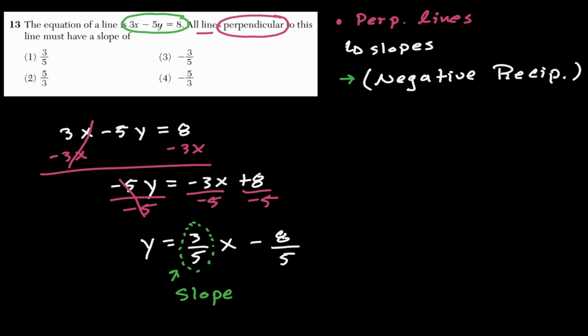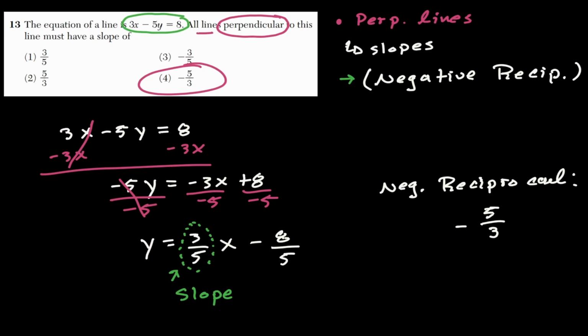Well, for the negative reciprocal, let's do two things. Let's switch the order of the division. So instead of having 3 over 5, we're going to get 5 over 3. And let's switch the sign. The slope was positive, so the negative reciprocal is negative. And notice that that matches with option number 4.